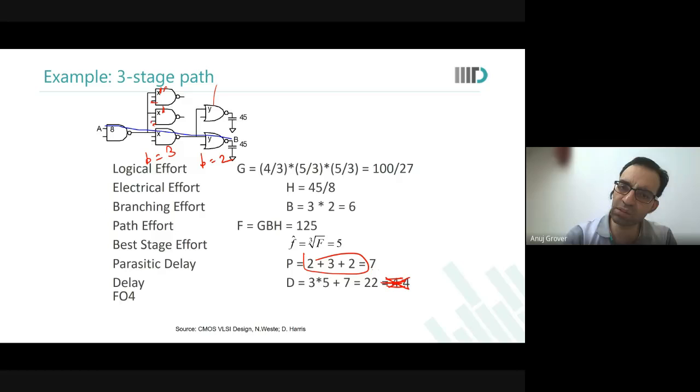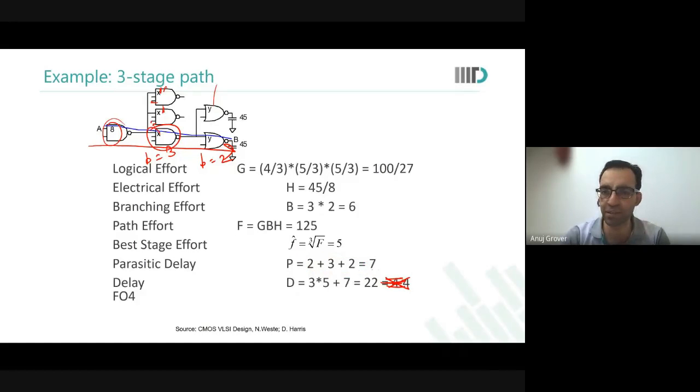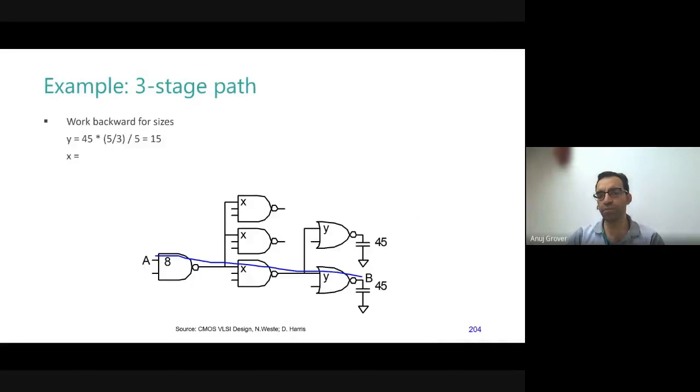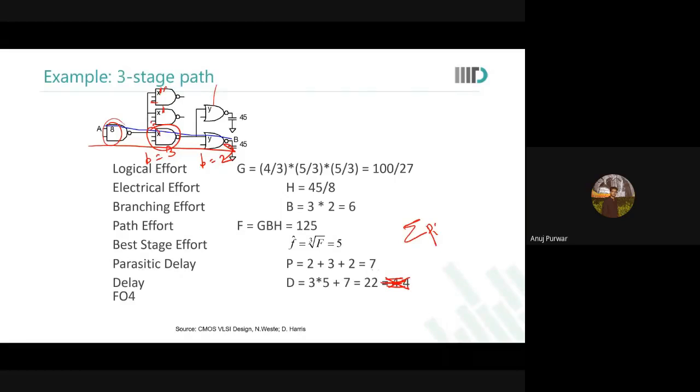we would still have taken 232, because on this path each stage adds its own parasitic. That is simply sigma pi. Okay sir.